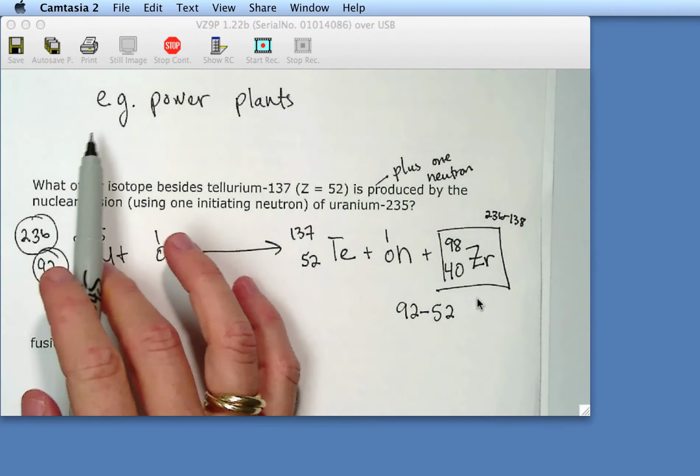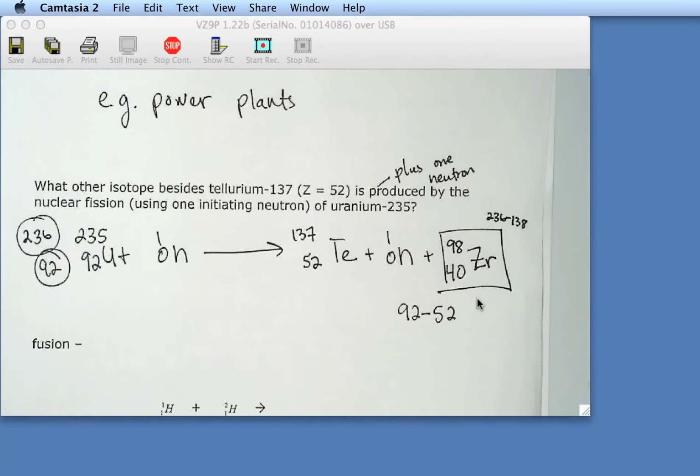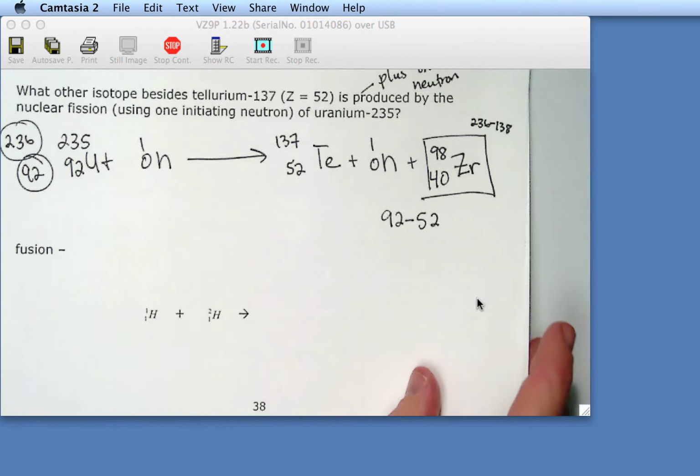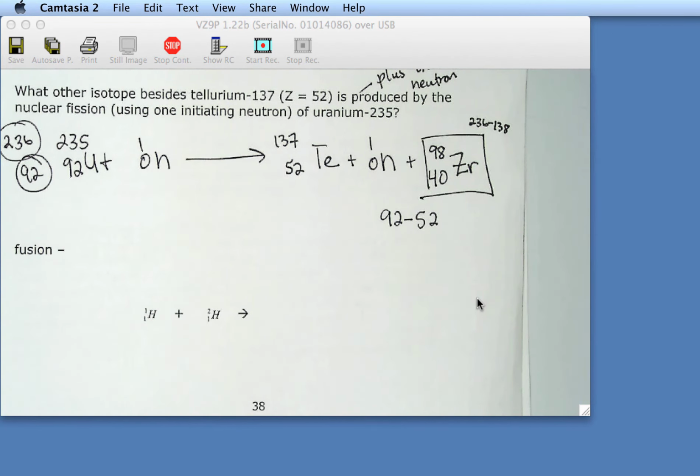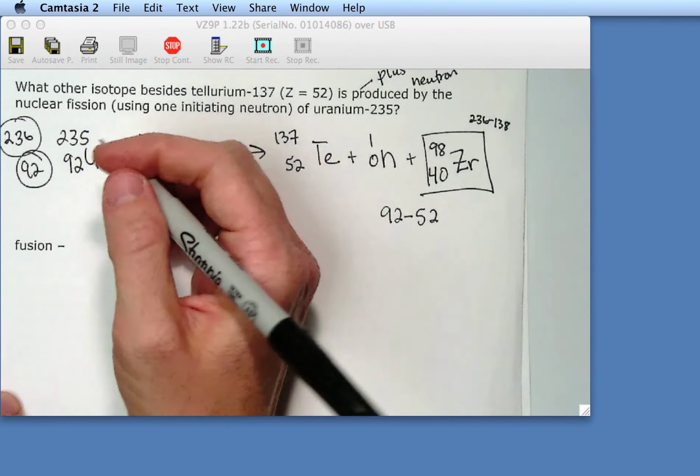Like I said, power plants use this. And you said it was neutrons that are like wrecking or breaking down the nucleus. So they have to be accelerated in some fashion to kind of make it break apart. Fusion is the joining together of light nuclei.